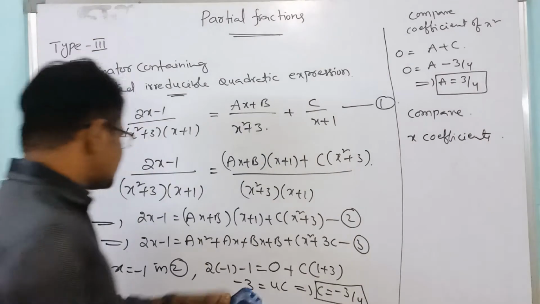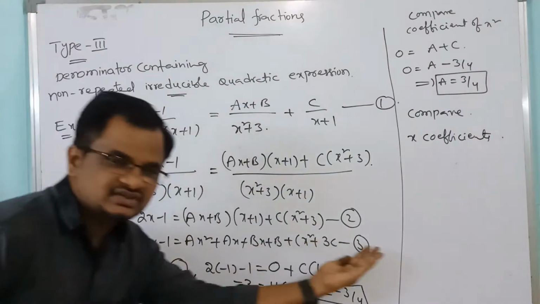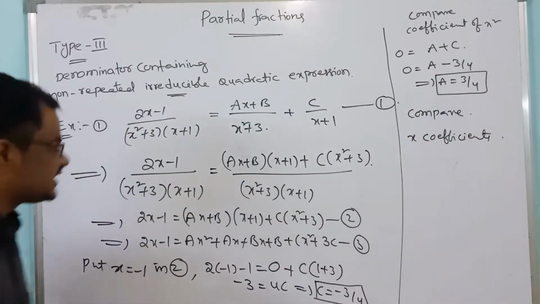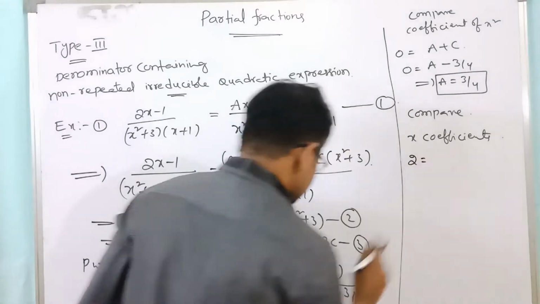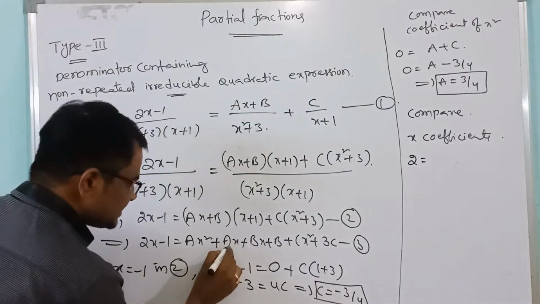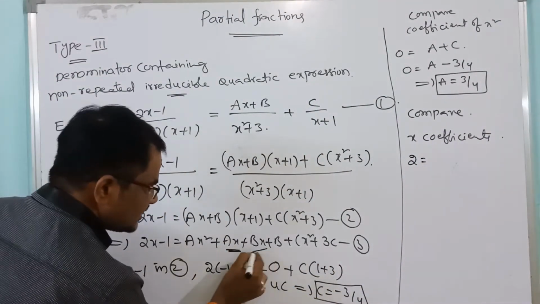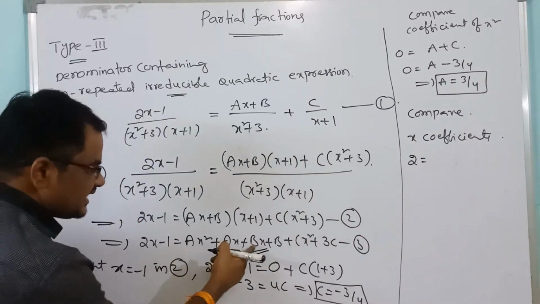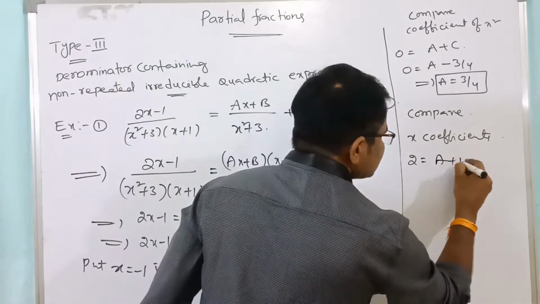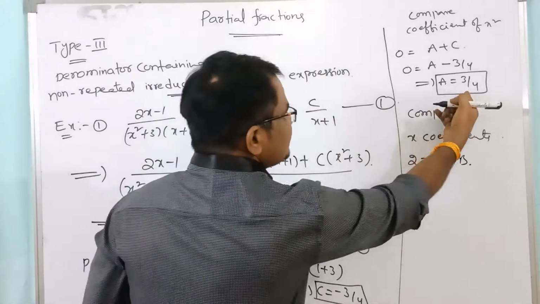So left side x in equation number 3, the x coefficient is 2. And on the right side, here a, here b, so a plus b. But already a value is 3 by 4.